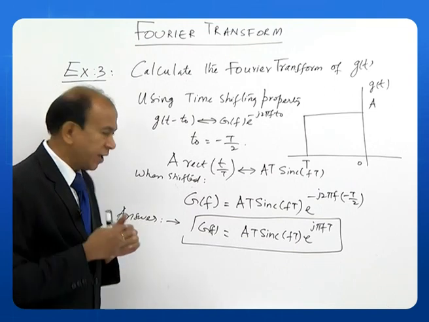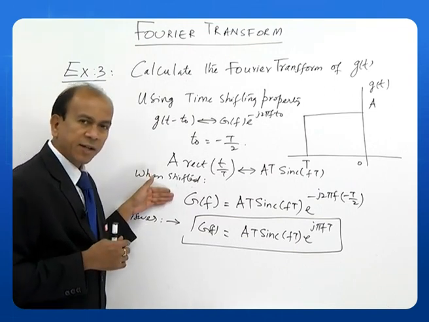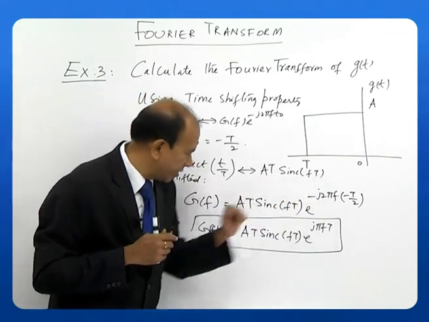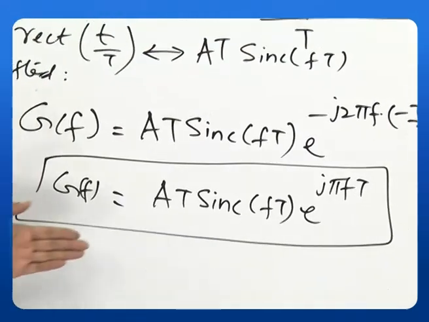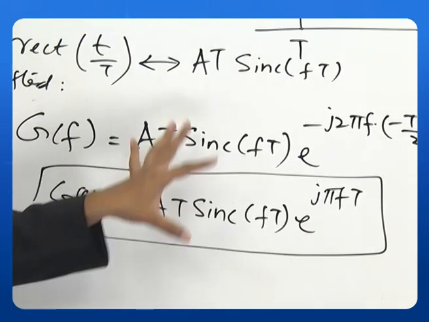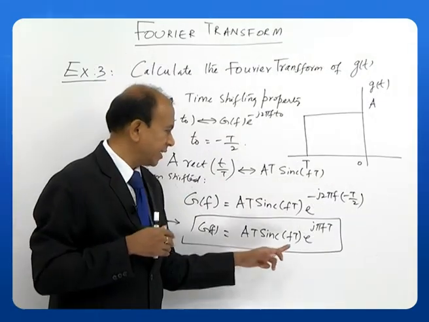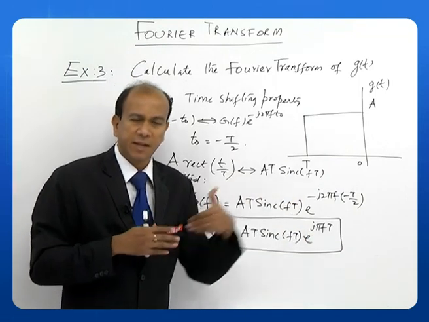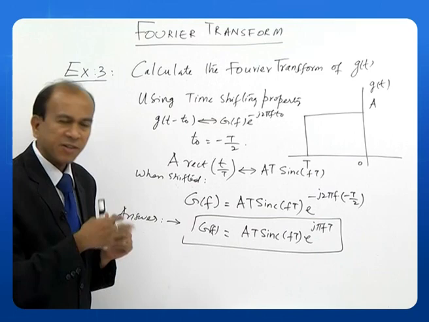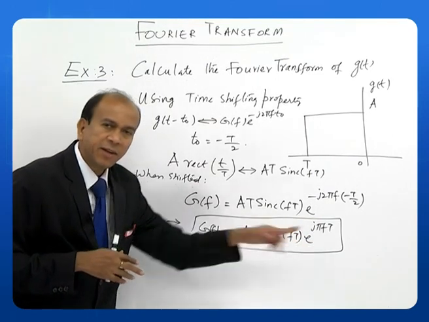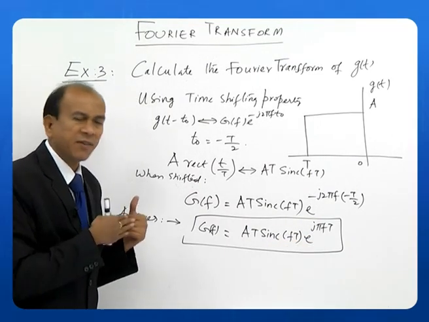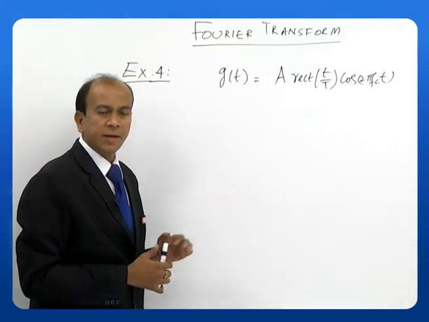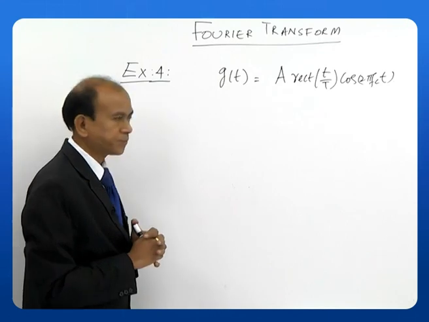Now, after shifting, what is the formula? It says we have to multiply this by e to the power of minus j2 pi f t0. So, we have done that, and then I got G of f equal to A T sinc f T, that is G of f remains as it is, whereas this is getting multiplied by e to the power of j pi f T. So, if you compare this problem with the earlier problem, earlier it was a right-hand side function, with minus j pi f T; this is the left-hand side function, so this will be plus j pi f T. Okay? Let us look at the next example.